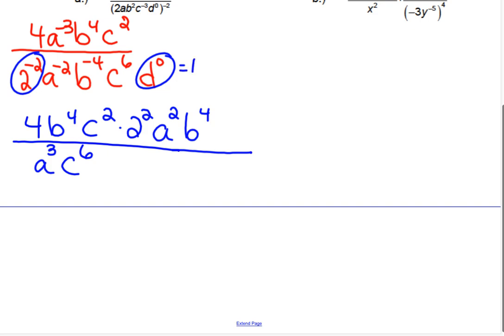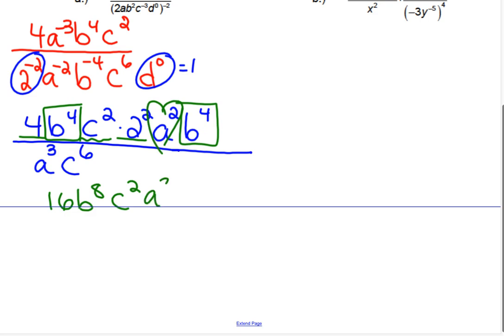Okay, then let's start combining. In my numerator, I have a 4 times 4, that's 16. I have a b to the 4th and another b to the 4th, that gives me b to the 8th. I have a c squared, and I have an a squared. All over, what's on the bottom? A cubed, c to the 6th.